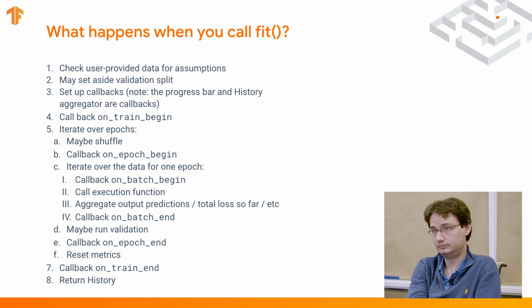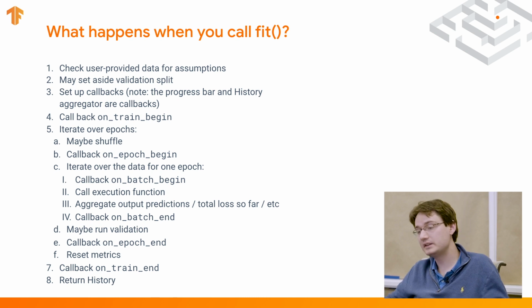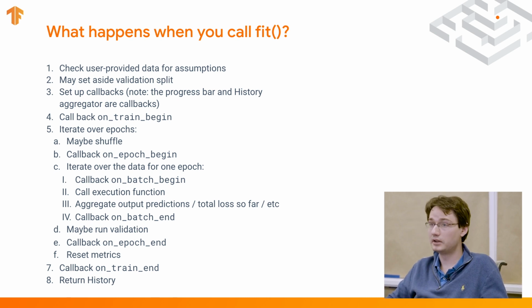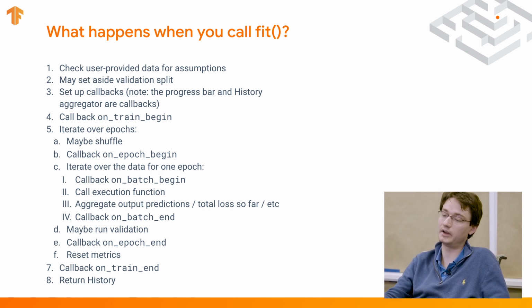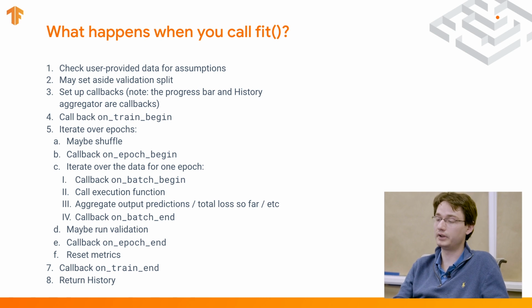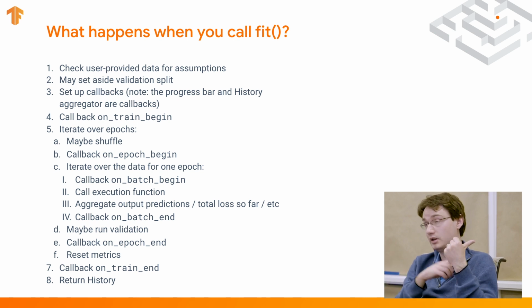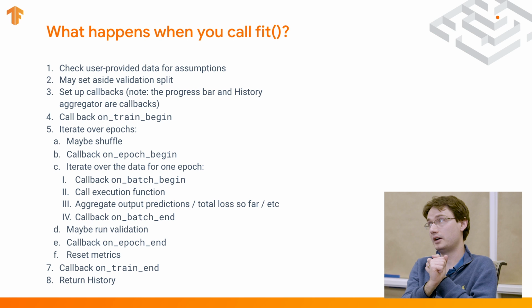So could you just tell us what the onBatch begin arguments are? What sort of information is passed to those? Right. It receives a log dictionary and it receives the index of the batch as well. The log dictionary contains the current value of the total loss and the metrics. The loss is the loss from the last batch, and the metrics are the moving value of the metrics.